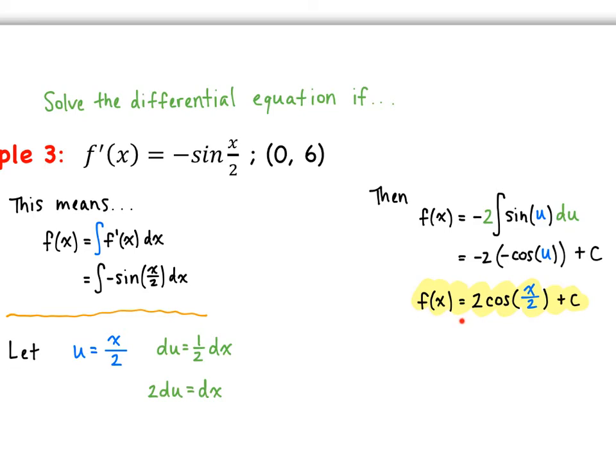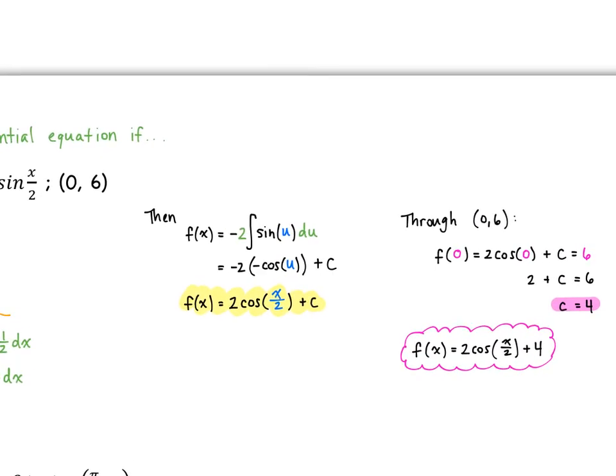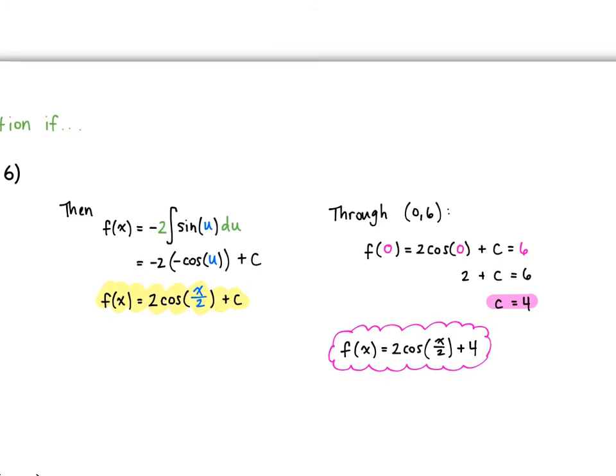But now we're going to go ahead, clean things up, and substitute back in. All right, so now we have our function in terms of x. So in order to find our c value, we now need to use this point 0, 6. So we'll plug 0 in for x and set that equation equal to 6 to get our particular equation. And when I did this, I got c to be 4.